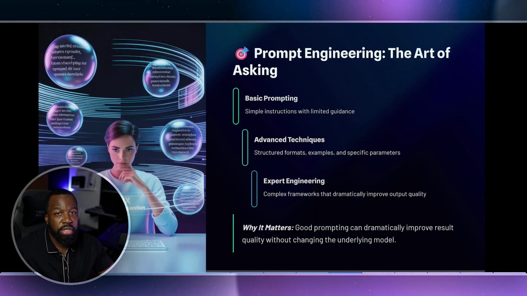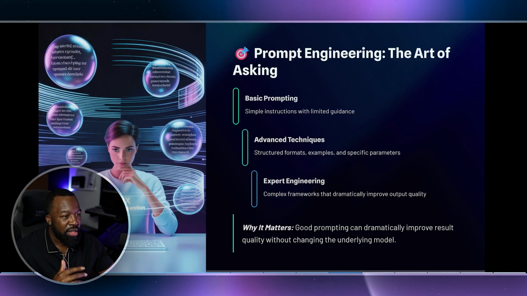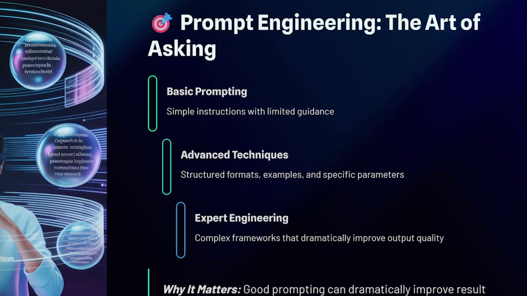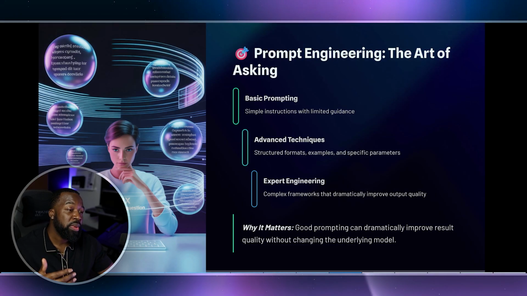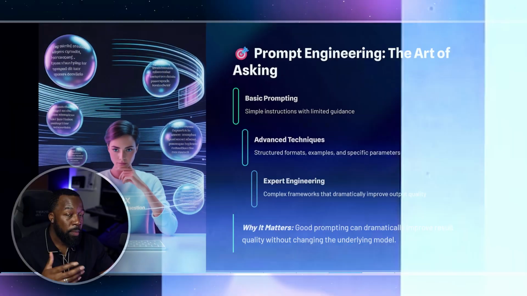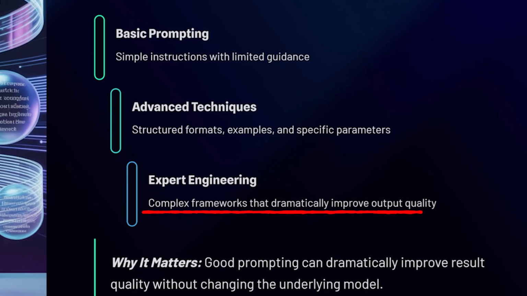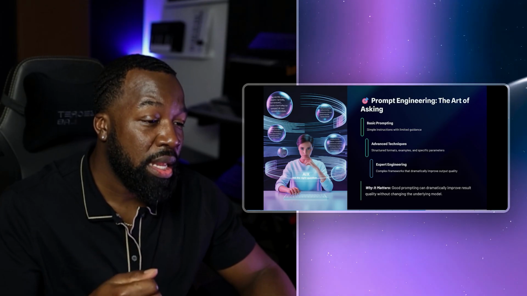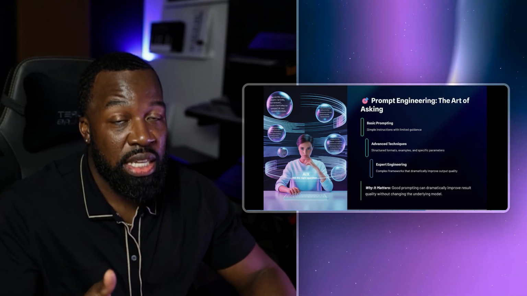Next up, we have prompt engineering, the art of asking. So there are 3 different levels to prompting. You have your basic prompting, which is going to be just some simple instructions that are going to give the LLM limited guidance. Then you can step it up a notch to more advanced techniques where you're giving the LLM prompts that are based on structured formats. You can give it examples, and you can even set specific parameters in how you want it to respond. Then you have expert level prompt engineering, which is going to comprise complex frameworks that dramatically improve the output quality. Why it matters. Good prompting can dramatically improve result quality without changing the underlying model.